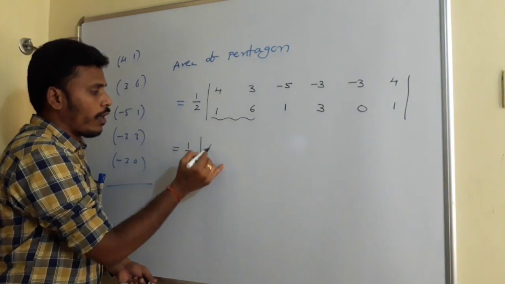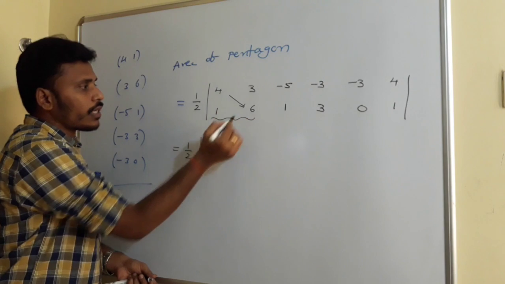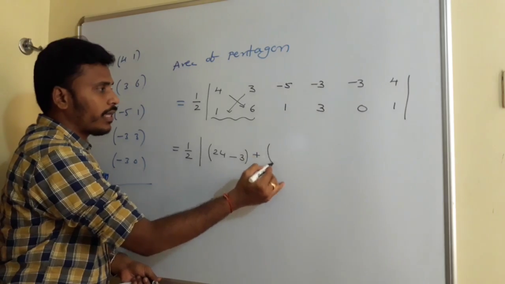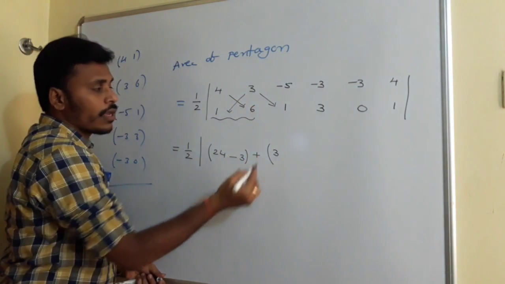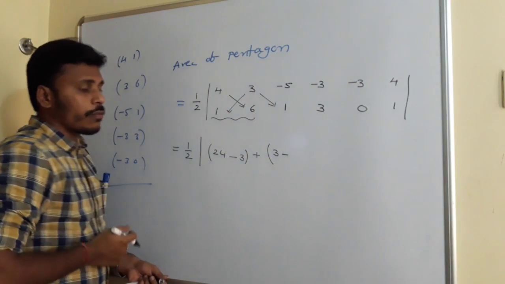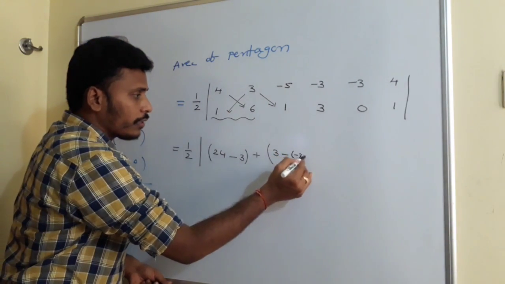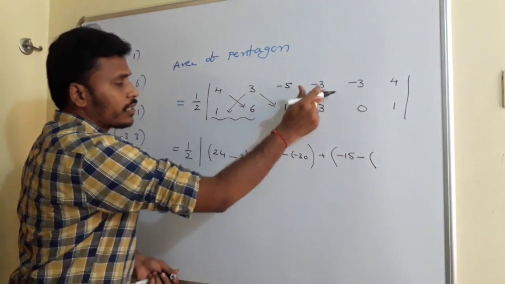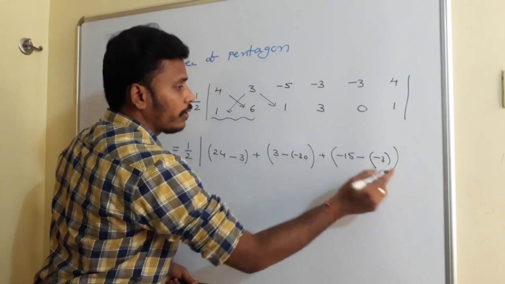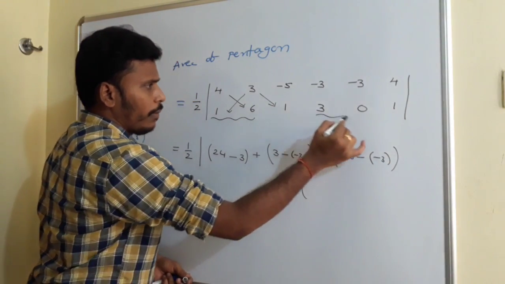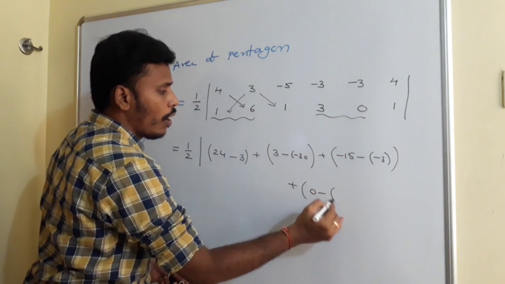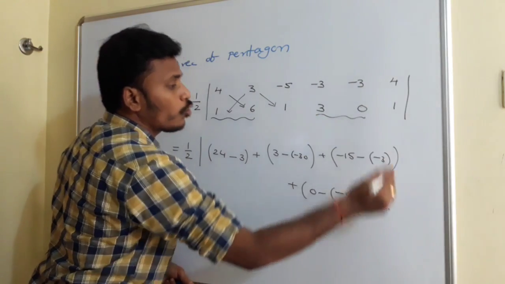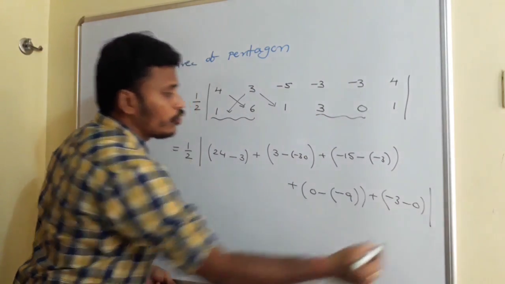If you apply it for these 4 elements, 4 into 6 is 24, minus 3 into 1 is 3, so 24 minus 3, plus 3 into 1 is 3, minus 6 into minus 5 is minus 30. So minus 30, plus minus 5 into 3 is minus 15, minus 1 into minus 3 is minus 3. Plus, now for these elements, minus 3 into 0 is 0, minus 3 into minus 3 is minus 9. Plus, minus 3 into 1 is minus 3, and then 4 into 0 is 0.